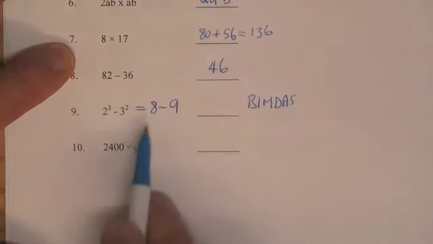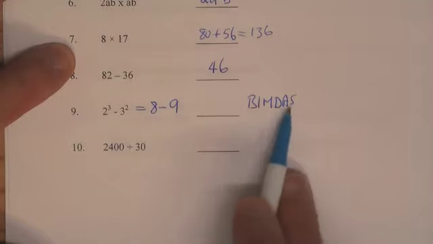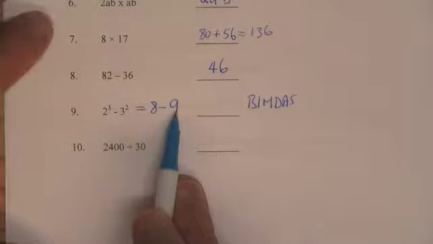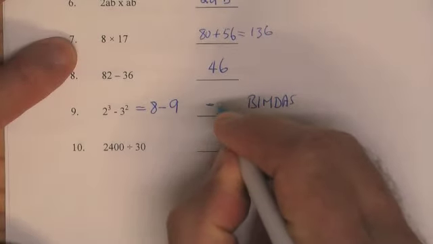8 and 9. Now we do addition and subtraction. So now we do the subtraction. 8 subtract 9 takes us down to -1.